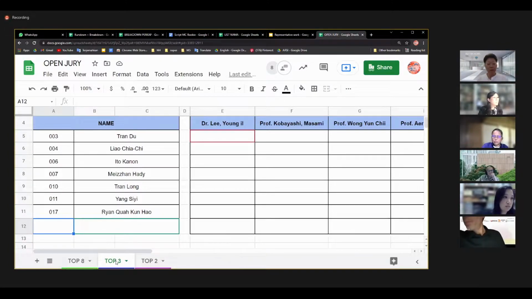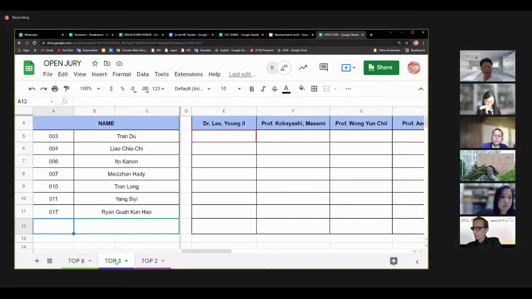So I will give the instruction for the second round. In the second round, all the judges are now allowed to vote for their own country's representatives, and each juror has the right to 2 votes now. From the second round, the juror can vote for a contestant of the same nationality. Are we clear? Can we proceed?